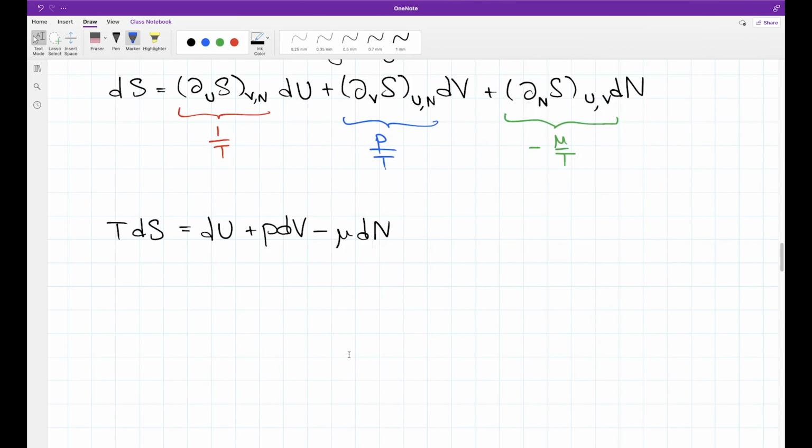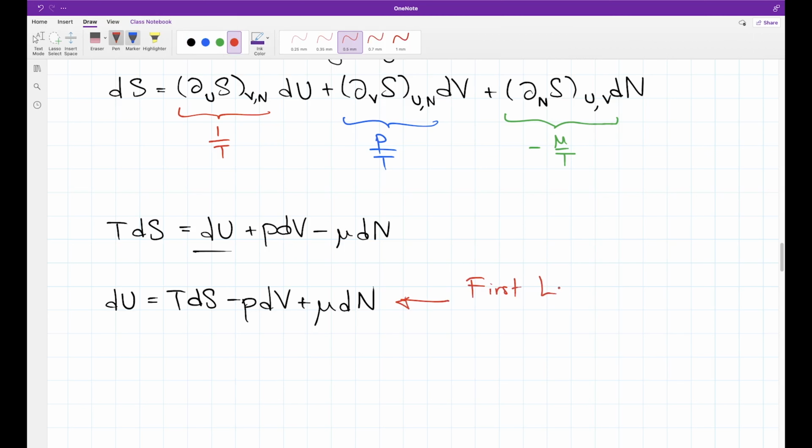And you'll often see this written in another way, where U is left on one side of the equation by itself. So let's do that. dU is equal to T dS minus P dV plus mu dN. And this is actually another version of the first law of thermodynamics. Now we'll justify that in the next lecture, but let me give some evidence about why it might be true.